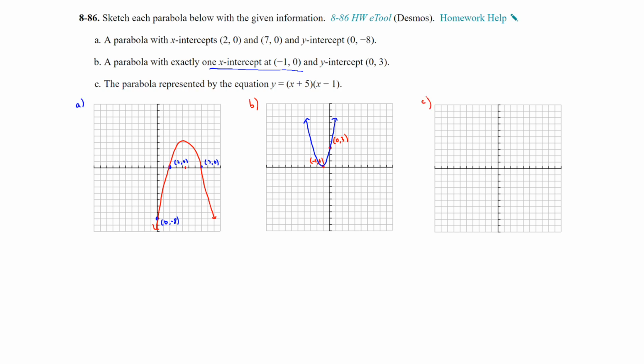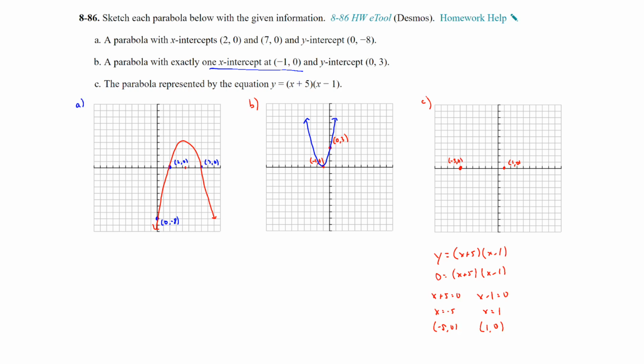And then C, the parabola represented by the equation y equals x plus 5 times the quantity x minus 1. So what information does this give us? I'm going to come down here on the bottom and do y equals x plus 5 times x minus 1. So we have the factors. So if we set these factors equal to 0 and we're trying to figure out what x is when y is 0, we can find the x-intercepts. One of those is at negative 5, 0. And then the other factor, x minus 1 is equal to 0, as x is equal to 1. The other x-intercept is at 1, 0. So we know we have one at 1, 0, and then another one at negative 5, 0.